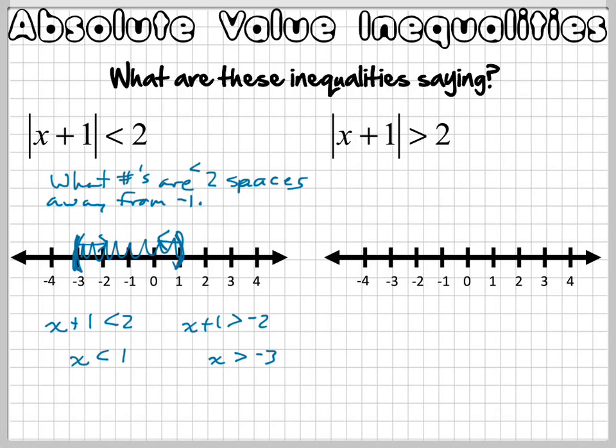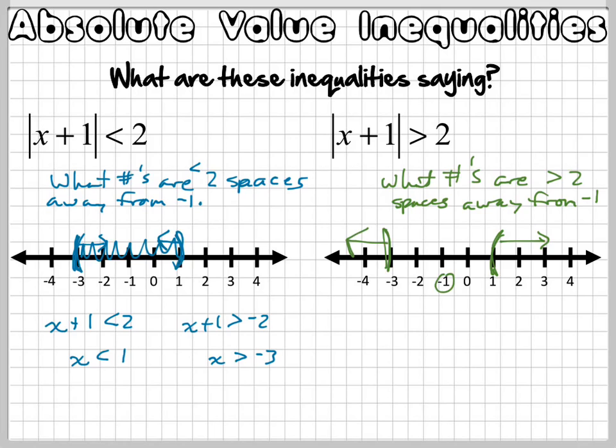The last one that I want to look at says, what numbers are greater than 2 spaces away from -1? So here's -1. What numbers are greater than 2 spaces? Well, I go 1, 2, and that means anything bigger than that. 1, 2, anything less than that will be greater than 2 spaces away from it.